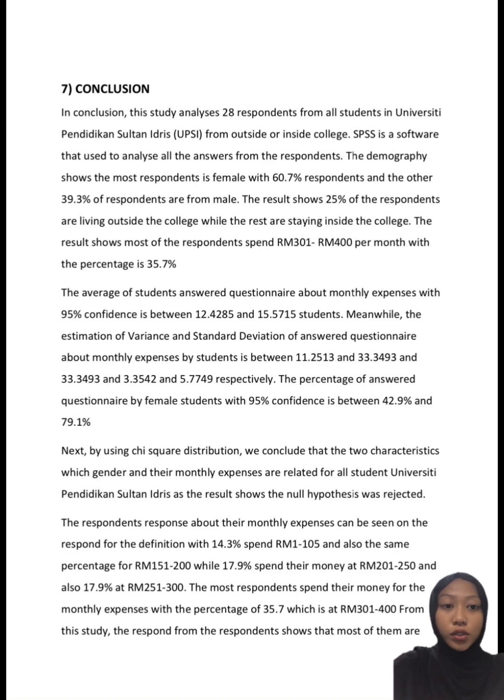Next, by using chi-square distribution, we conclude that the two characteristics, which are gender and their monthly expenses, are related for all students of University Pendidikan Sultan Idris. As the results show, the null hypothesis was rejected.